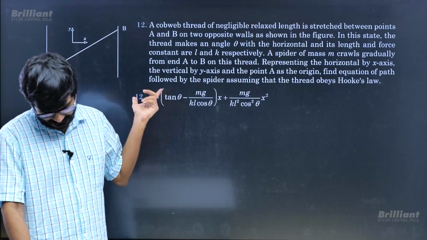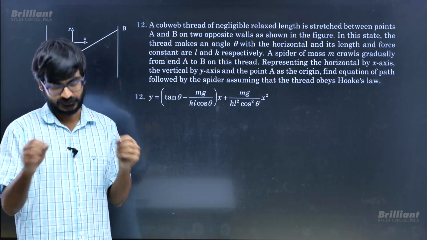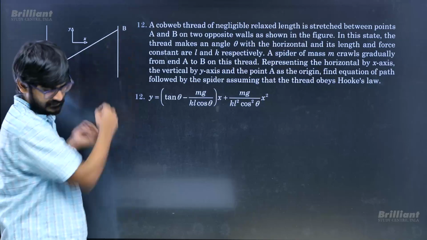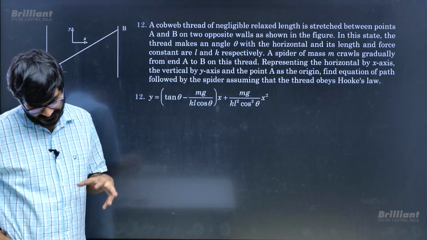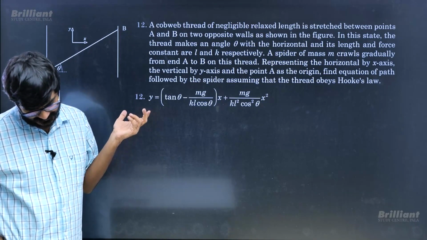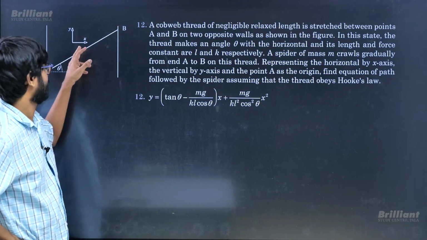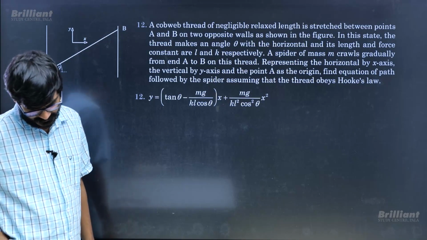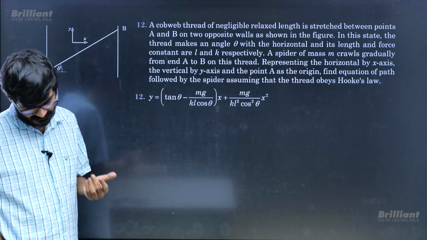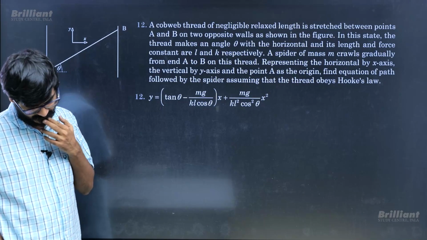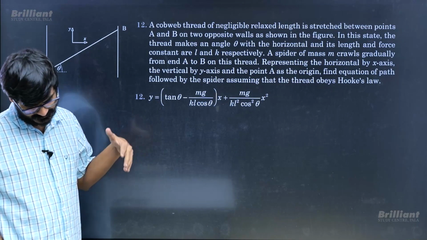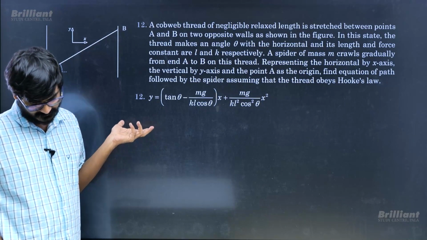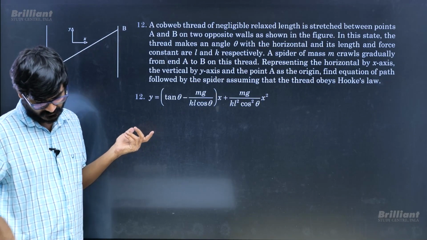Okay, the thread has negligible relaxed length, so natural length is almost 0. It is stretched between the 2 points A and B like this. In this state, the thread makes an angle theta with the horizontal, and its length and force constant are L and K respectively. A spider of mass M crawls gradually from end A to B on this thread, representing horizontal by x-axis and vertical by y-axis. The point A is the origin. Find the equation of the path followed by the spider, assuming the thread obeys Hooke's law.